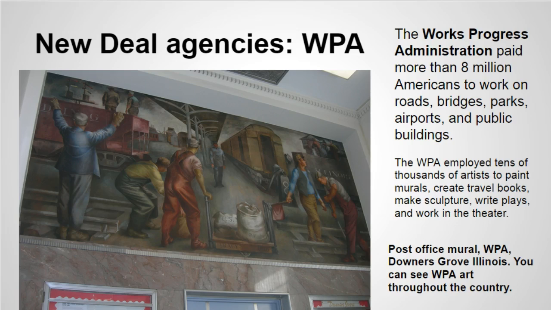This picture shows a mural painted in a post office in Downers Grove, Illinois. You can see hundreds of murals and works of art like this throughout the country even today. The purpose of the art was not just to give the artists work, but also to give Americans some pride in their past and strong feelings of solidarity and strength in the present. And during the Depression, the present moment was very, very difficult.